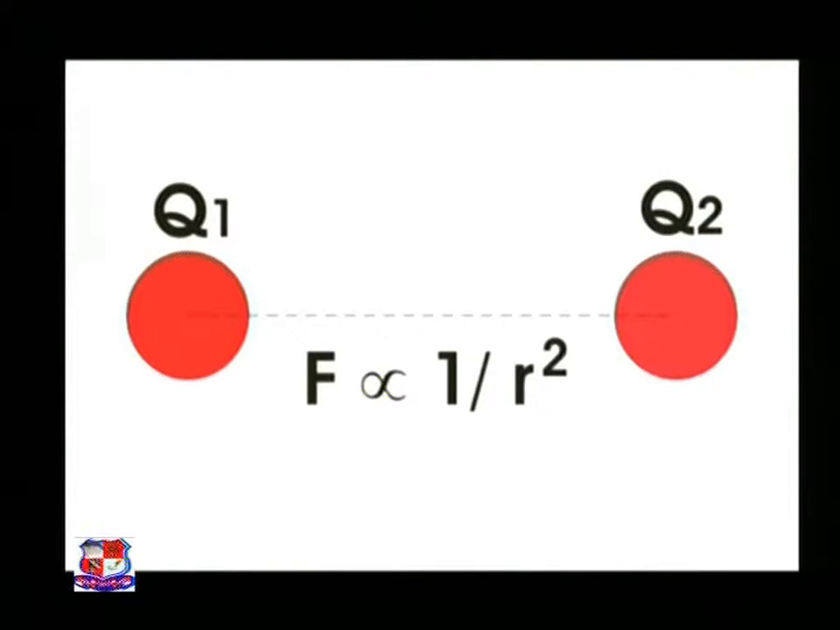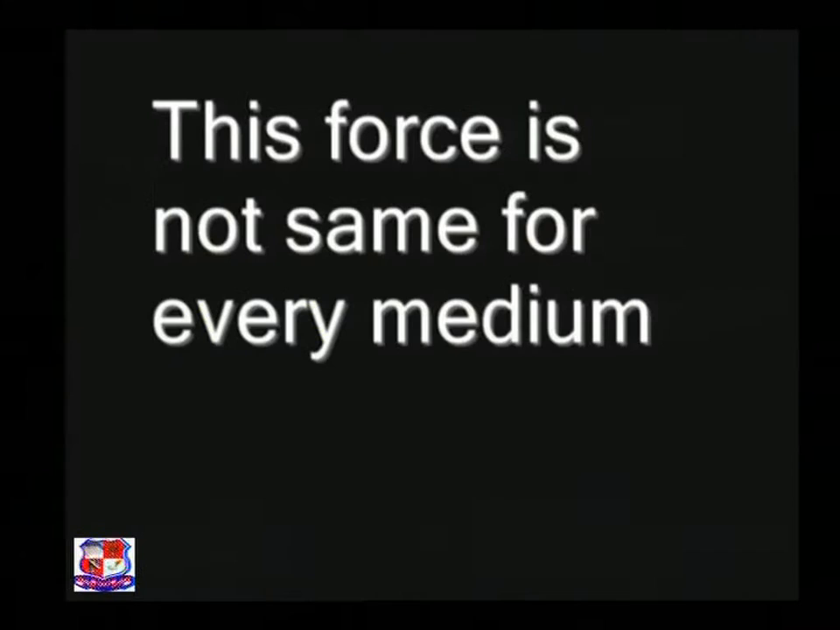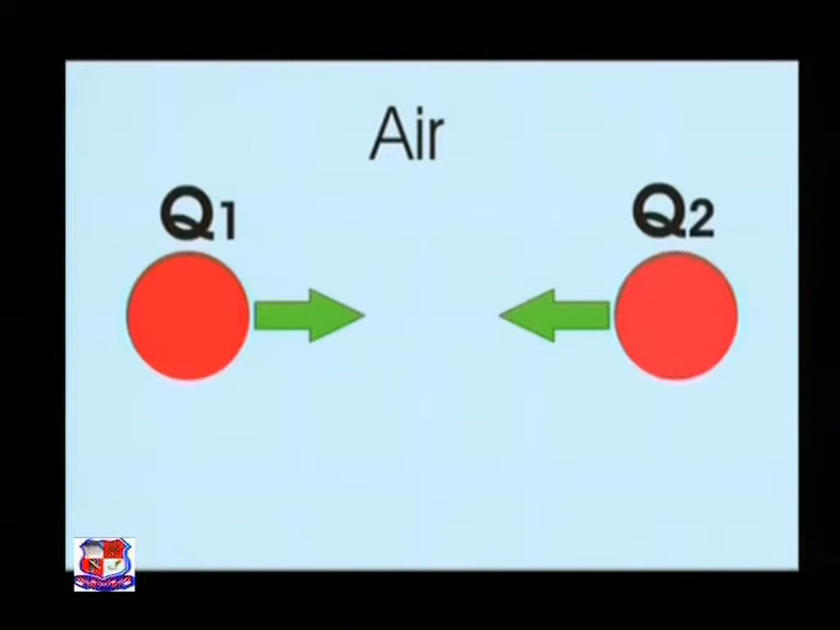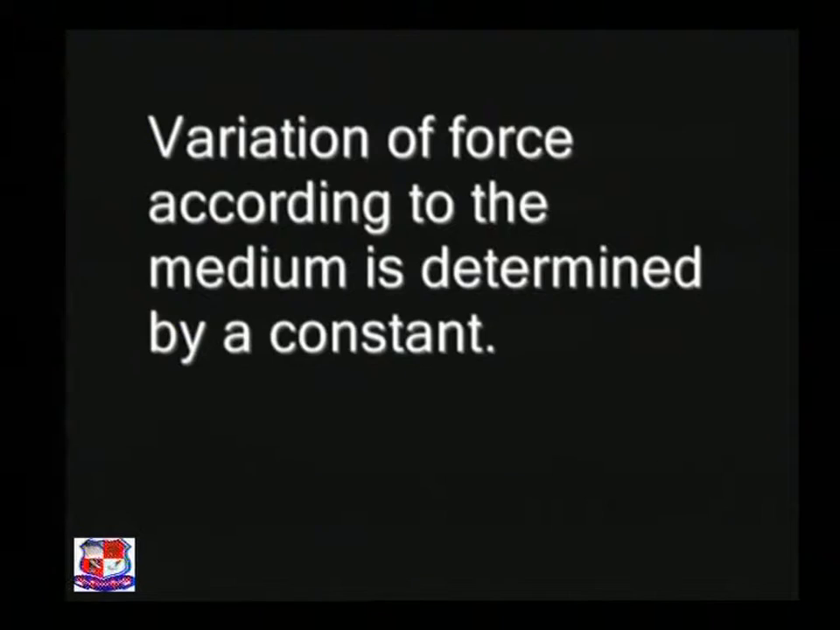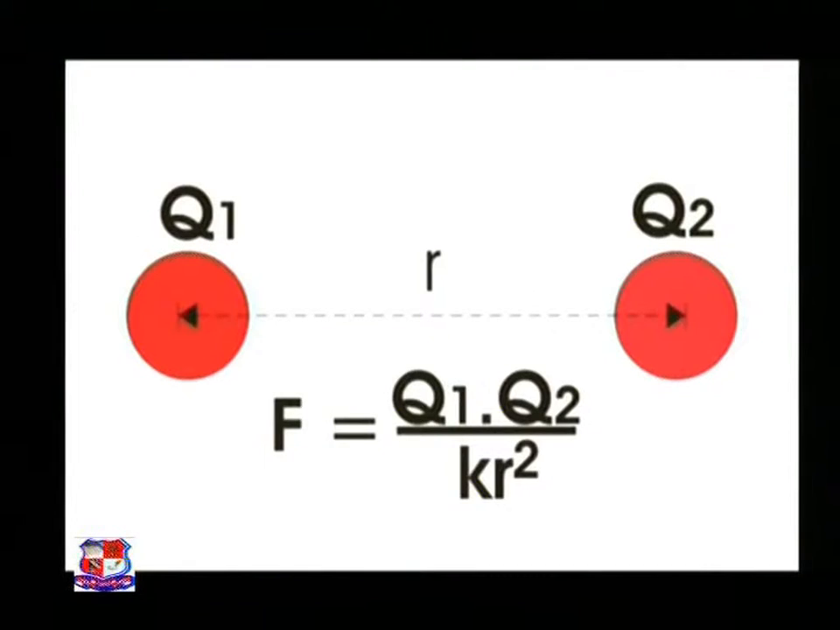r square. It is also obvious that this force is not the same for every medium. For example, if the bodies are kept in air, the force is different from the force while they are kept in water. Variation of force according to the medium is determined by a constant. Say this is K. Finally, we can say that force F equals Q1 into Q2 divided by K into r square. This is nothing but the expression of Coulomb's law.